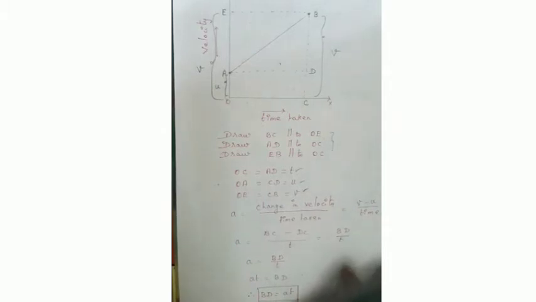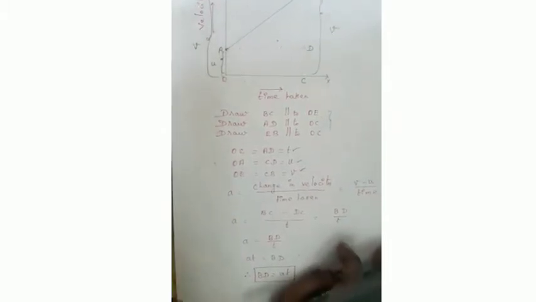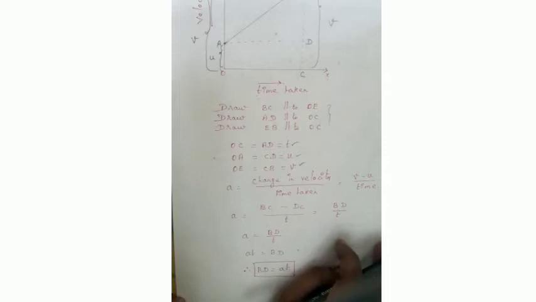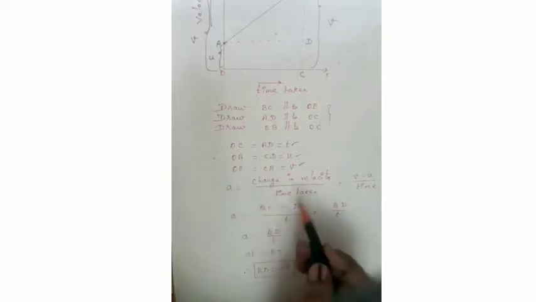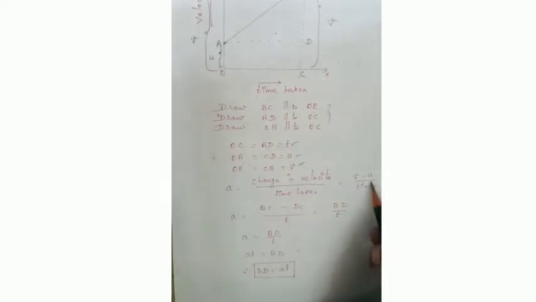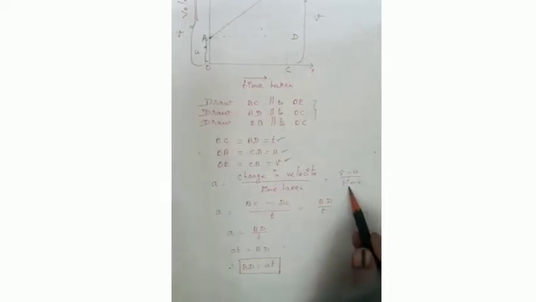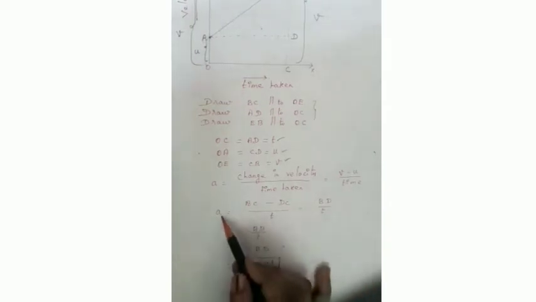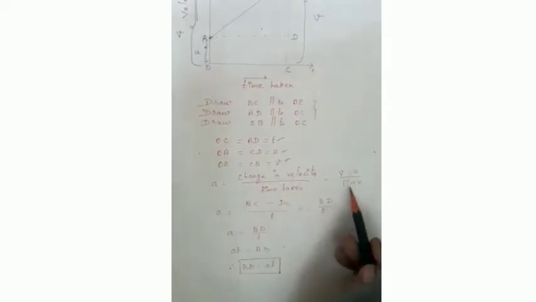Is that clear to you all? Already we have studied the formula of acceleration. What is the acceleration formula? Change in velocity in a given time. That means V minus U divided by time. So the formula is a equals V minus U divided by t.